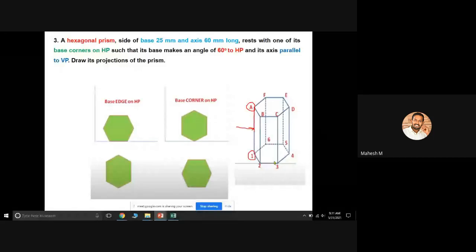Roll number 57. Roll number 57. Okay, 57 is absent. Next, roll number 8. Sir? What is the name of this line? A21. I already told you, that's why I'm asking. What is the name of this line? One of A.